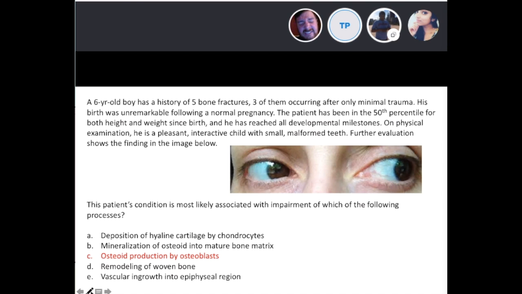Yeah. So what is the mechanism behind the blue sclera? Your connective tissue is deficient, so your sclera is transparent, and you can see the underlying vessels. The choroidal veins, I believe, yes. Yeah, choroidal veins. You can see those.